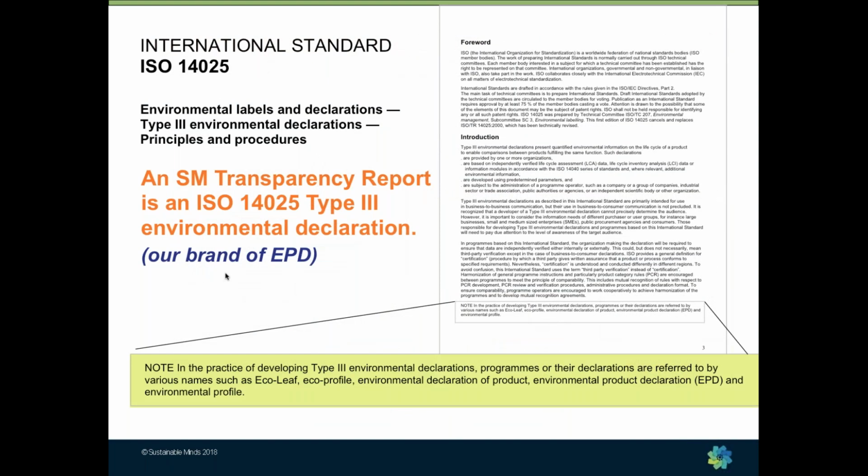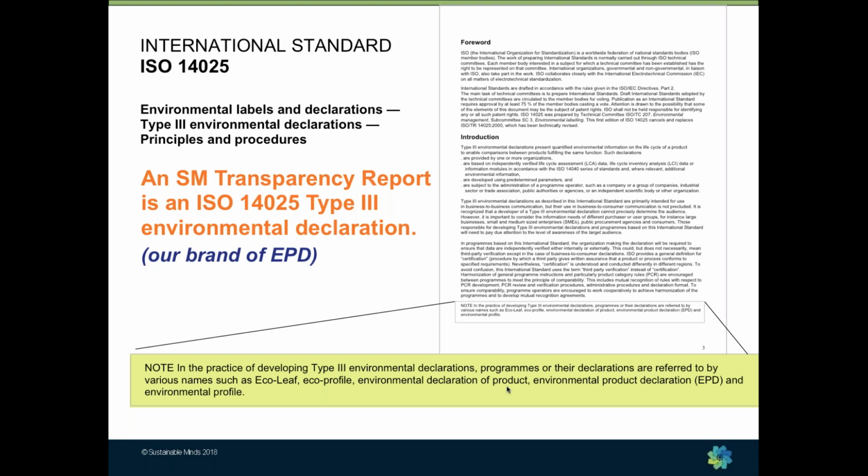And I point out that people were initially kind of mad at us for calling our Type 3 environmental declaration something other than an EPD. But right here in the foreword of 14025, it says program operators can call their Type 3 environmental declarations anything they want. And notice EPD isn't even one of the examples that they give. So EPD is a colloquialism. We called ours a transparency report. We have had to say, yay, that's our brand of EPD.